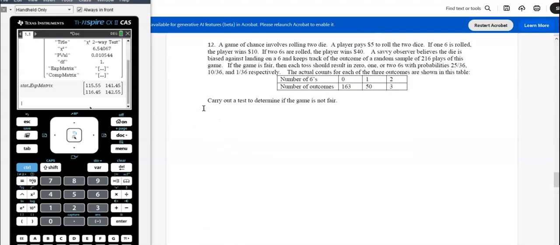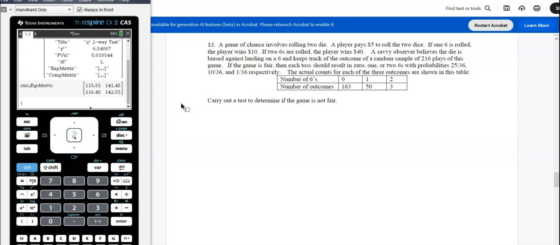Okay, 12. A game of chance involves rolling 2 dice. A player pays $5 to roll 2 dice. If one 6 is rolled, the player wins $10. If two 6s are rolled, the player wins $40. A savvy observer believes the die is biased against landing on a 6 and keeps track of the outcomes on a random sample of 216 plays of the game. Just stood there and just watched.